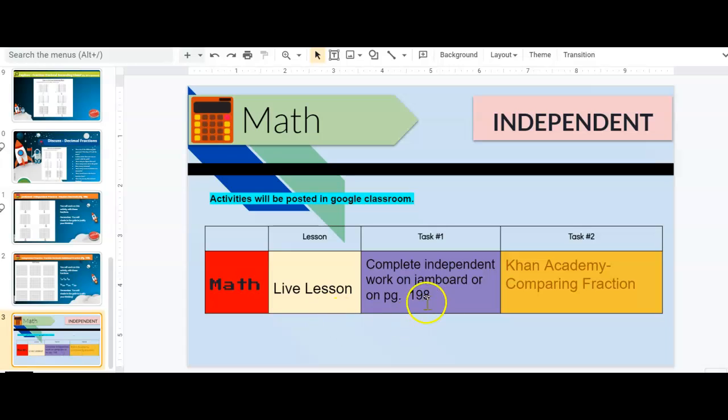And lastly, just a reminder, complete the independent work on the Jamboard or on page 198. And also, your teacher has assigned you comparing fractions in Khan Academy. I want you to work on Khan Academy on comparing fractions.